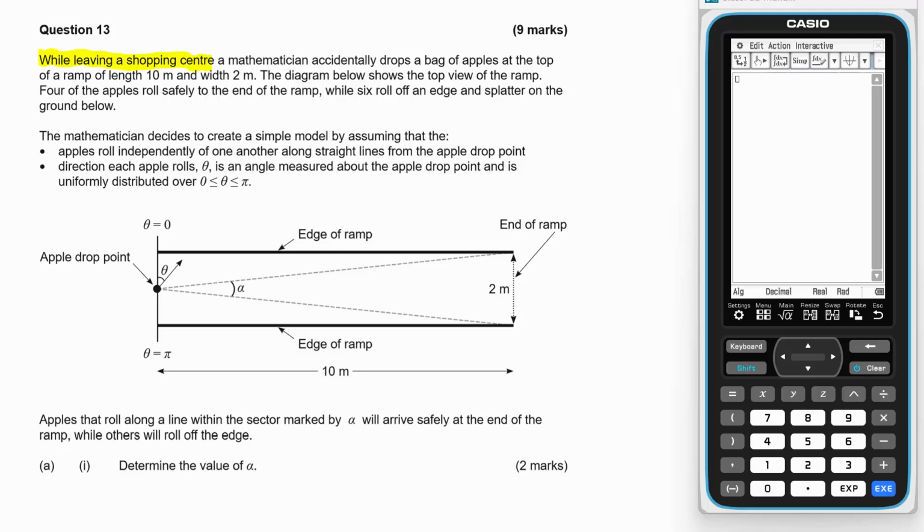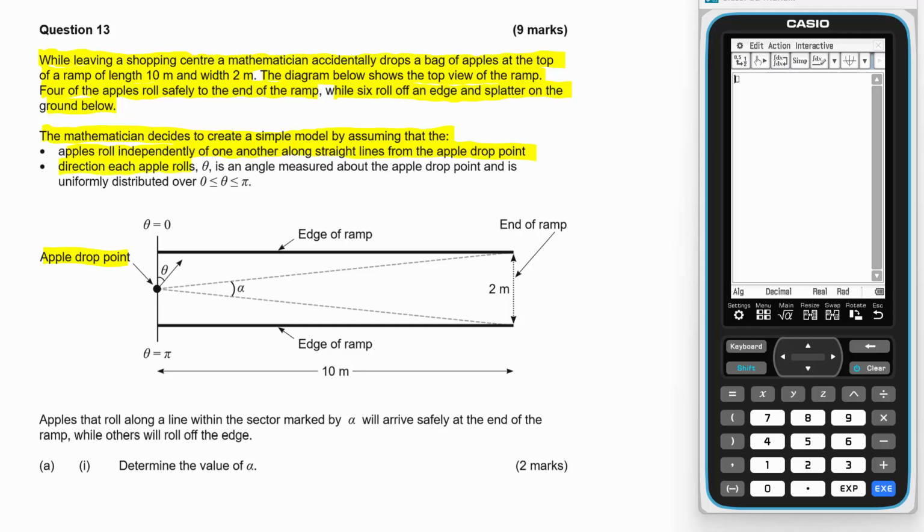While leaving a shopping centre, a mathematician accidentally drops a bag of apples at the top of a ramp of length 10 metres and width 2 metres. The diagram below shows the top view of the ramp. 4 of the apples roll safely to the end of the ramp, while 6 roll off an edge and splatter on the ground below. The mathematician decides to create a simple model by assuming that the apples roll independently of one another along straight lines from the apple drop point, which we can see on the diagram here.